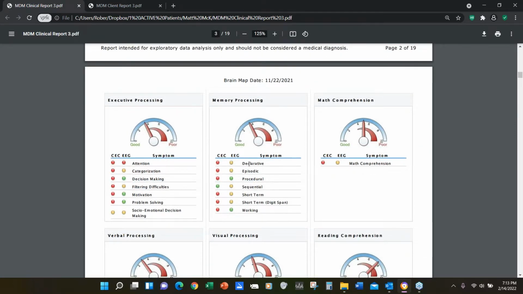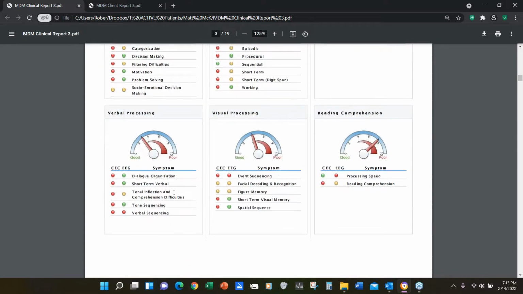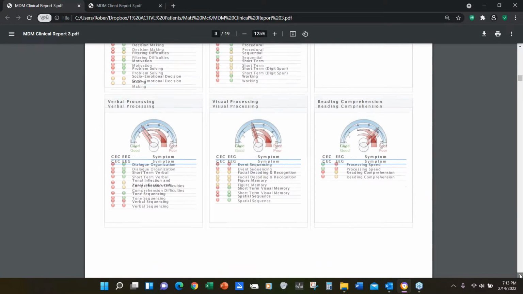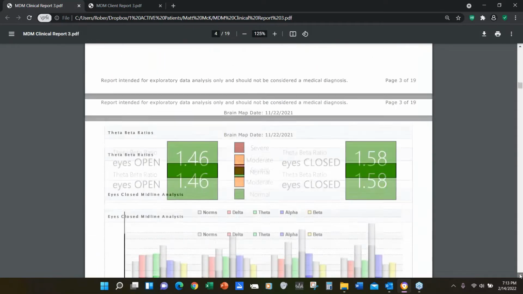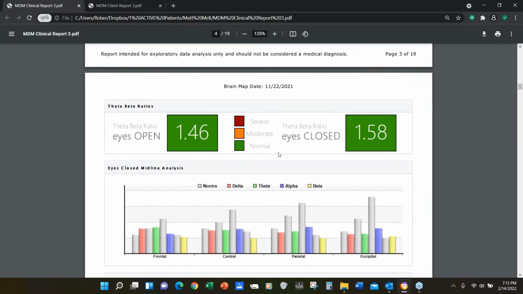We have the theta beta ratio. Just as a reminder, this is really there because a lot of people have requested it, because it was the initial Lubar way of looking at attention deficit. So I just tell patients it's a single measure, not necessarily the only or the best measure. And then you have your midline analysis.